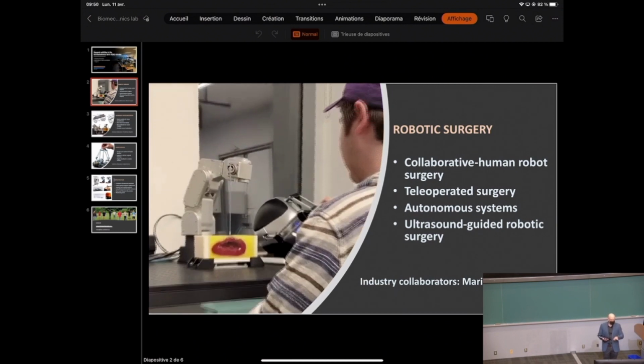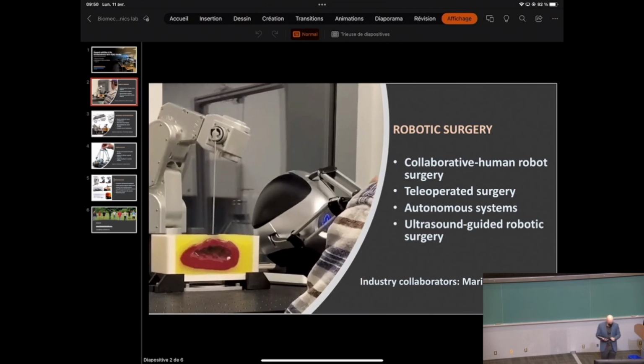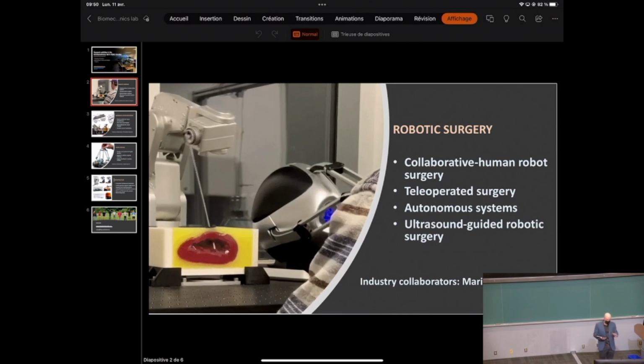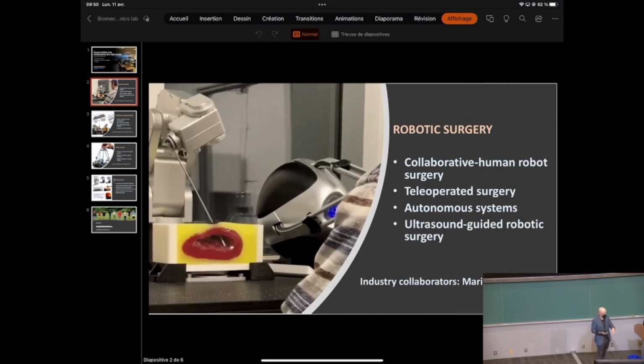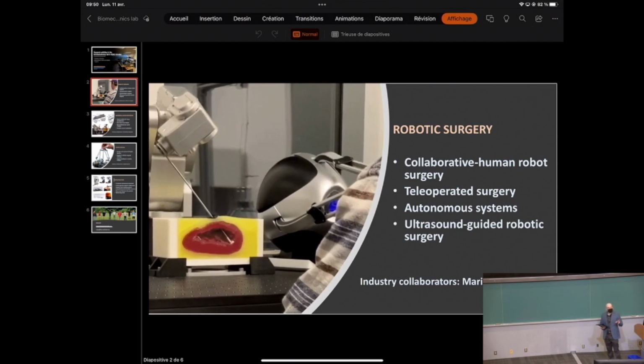This is done in collaboration with a company from Toronto. They are interested in this, and that's the project here. It's an industrial project, so it's also a good way to get in touch with the industry partners in the area. So that's the first line of research, robotic surgery.